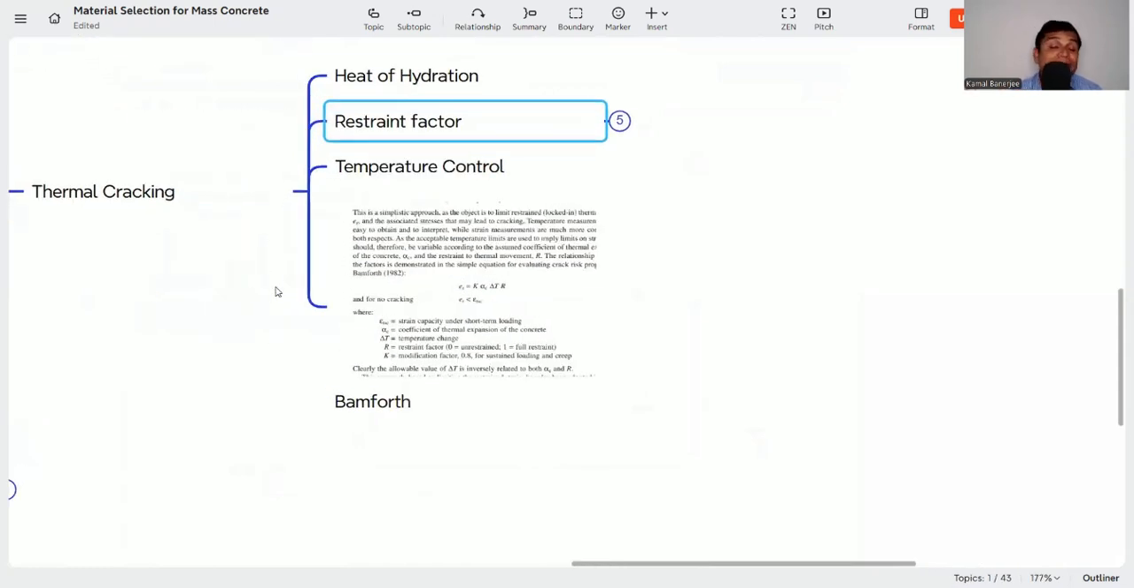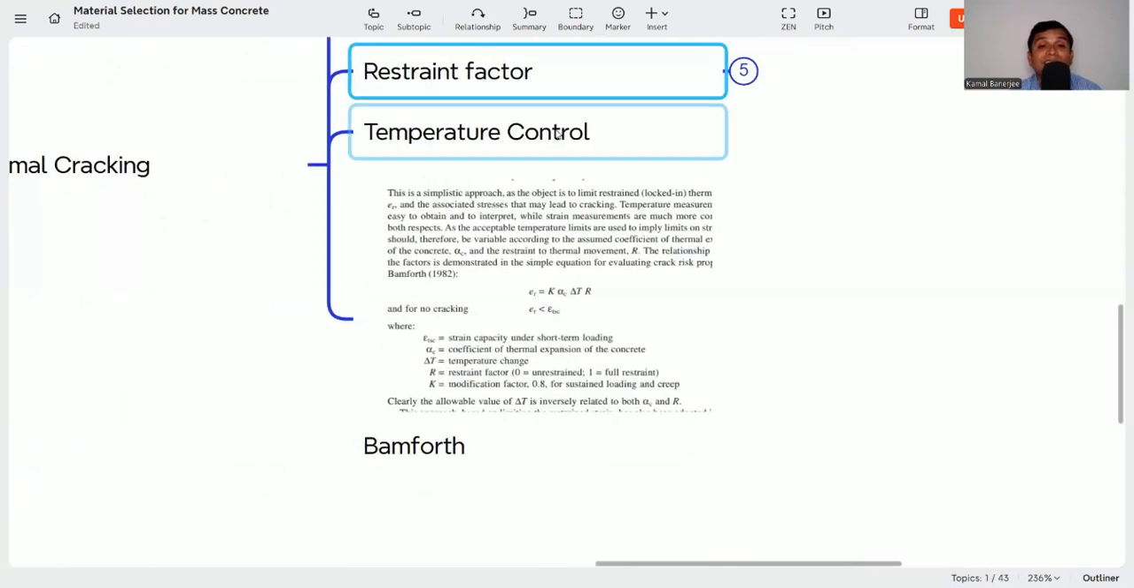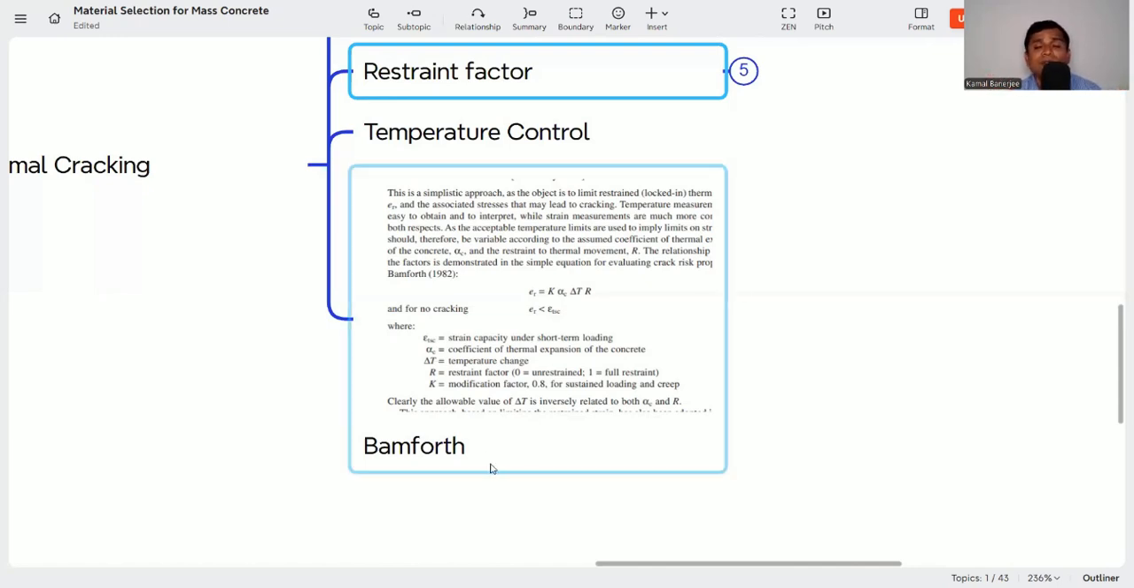How can we do temperature control and temperature monitoring? I have already made a detailed video, I discussed it. Check that one. You will get the full information on how to control the temperature and how to monitor the temperature. And in Bamforth there is a beautiful formula given. This is the simplest approach to the object of limiting the resistance locked in, which is associated with stress, and may lead to cracking. So from this formula you can also calculate what the resistance factor will be, and from that you can design your concrete, and you can also determine how much resistance you need to protect your concrete from thermal cracking. So these are all about thermal cracking.